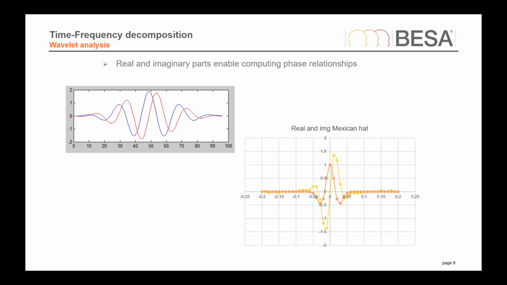Also, each wavelet comes with a real part and an imaginary part. These two plots here show examples for the Morlet wavelet and Mexican hat wavelet, showing the real and imaginary parts. And the fact that we have these two parts is super useful because that allows us to compute not just the amplitude, but also the phase of our waveform.